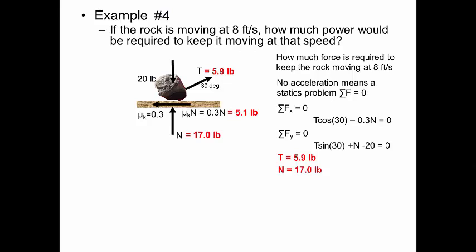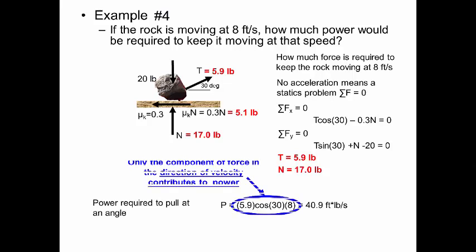To calculate our power, remember that our power is the force times the velocity that act in the same line of action. So it wouldn't be the full 5.9 pounds that we would use as our force. It would be a component of that. Our power is equal to 5.9 times the cosine of 30 times 8, which is 40.9 foot-pounds per second.